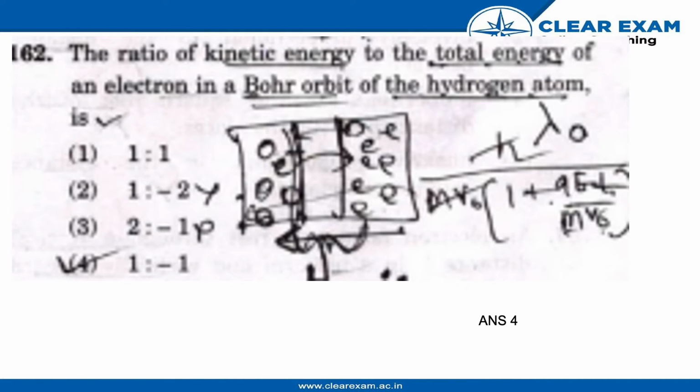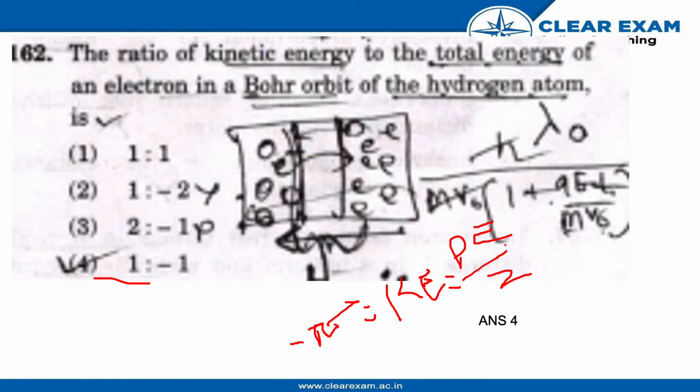is: minus of total energy is equal to kinetic energy, which is equal to minus of potential energy by half. So TE equals minus KE, which is equal to PE by half. So the ratio between the kinetic energy and total energy comes out to be 1 is to minus 1.